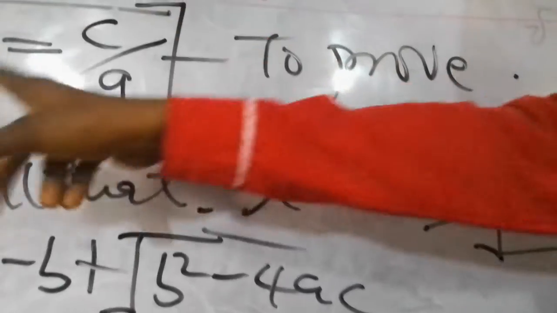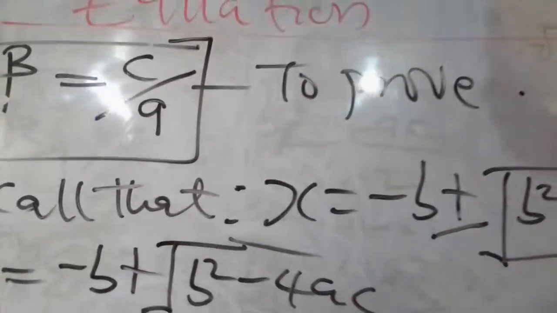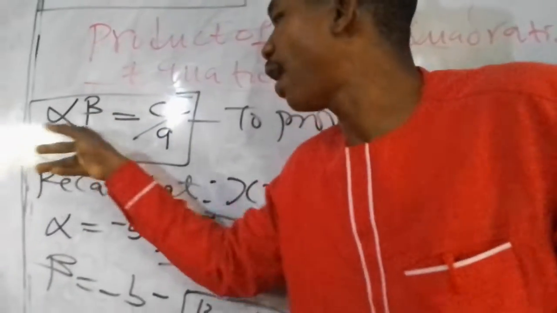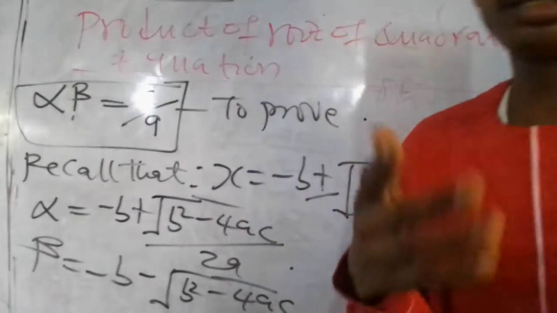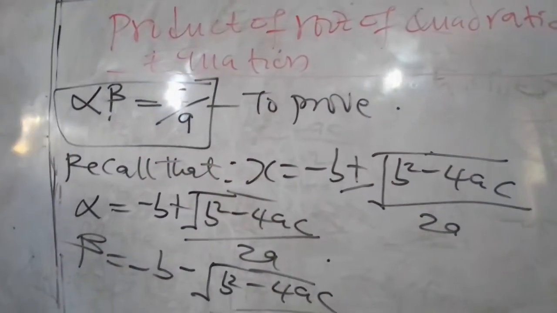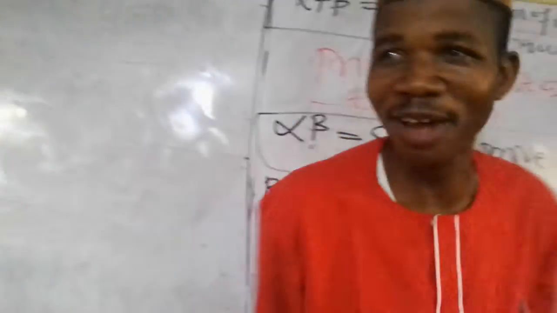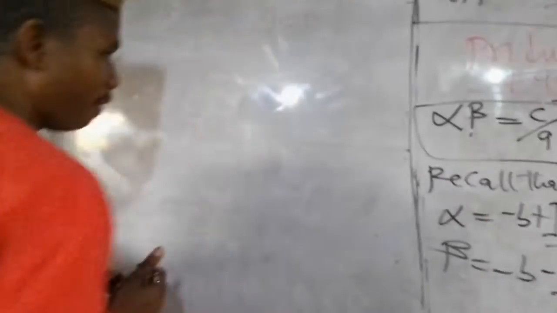We are going to multiply alpha by beta. We want to show that when we multiply alpha by beta, the result we are going to have is c all over a. Let's show that and look at that. Because some people believe that mathematics is magic. It's not magic that we are doing. We are following it step by step. Let us look at that to show that alpha beta is equal to c over a.